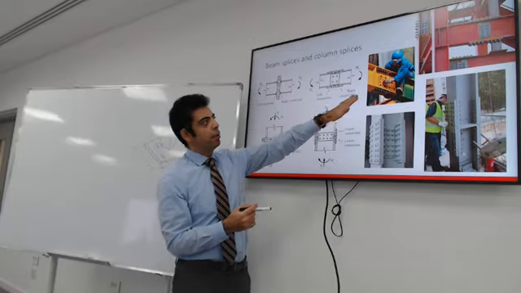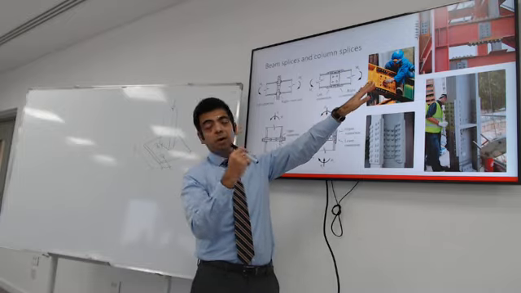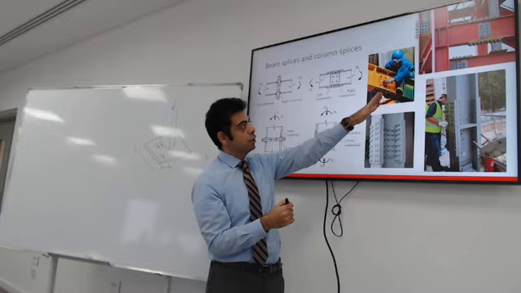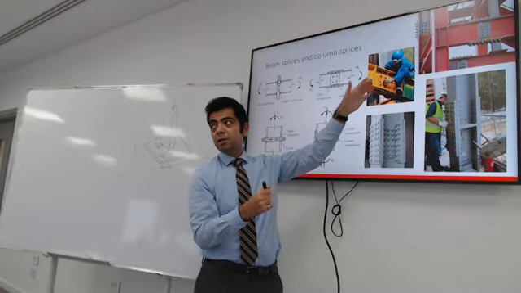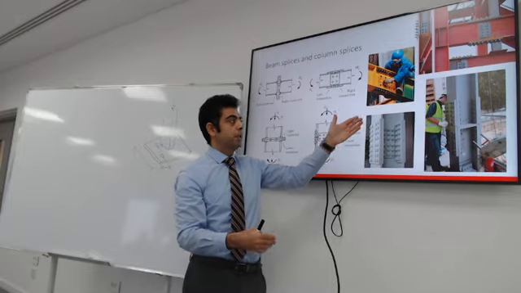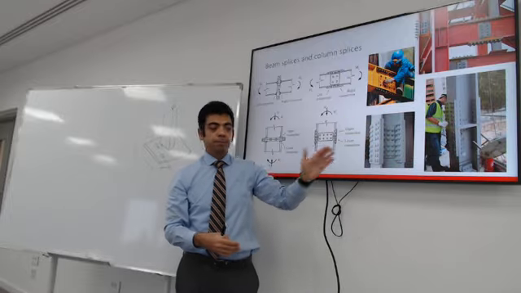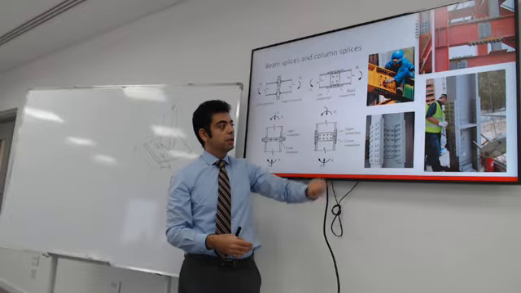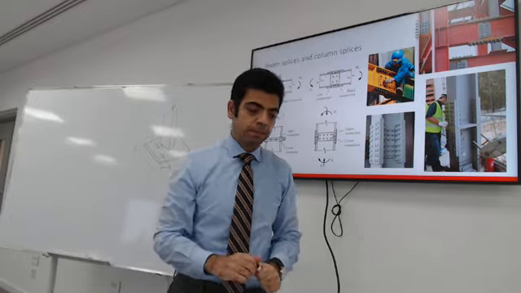This is an example of someone bolting or installing a beam splice. If you look closely, there are no columns. It's just connecting a beam to another segment of the beam. This could be true also for the column. You can have a column splice as well.